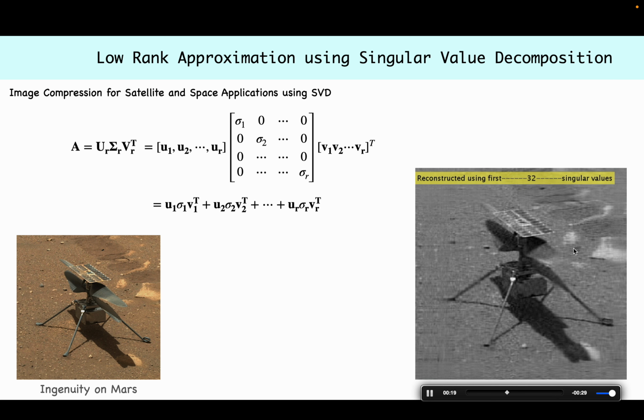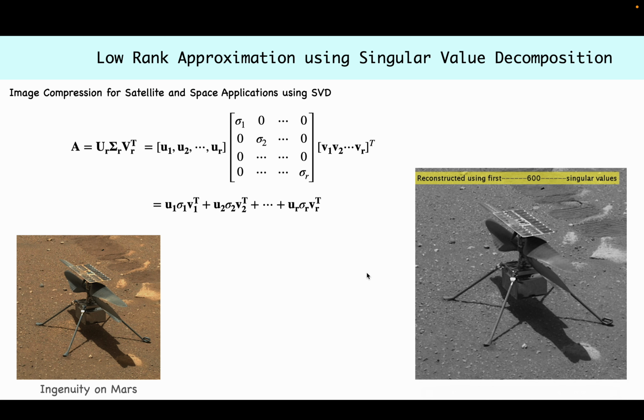With 32 singular values, we have this kind of image. With 64 and 128 singular values, we get almost near to the clarity without losing much of the details. With 256 and 512 singular values, we are hardly seeing any differences, compared to the lower and lower singular values. So in this way we can use SVD low rank approximation for image compression.